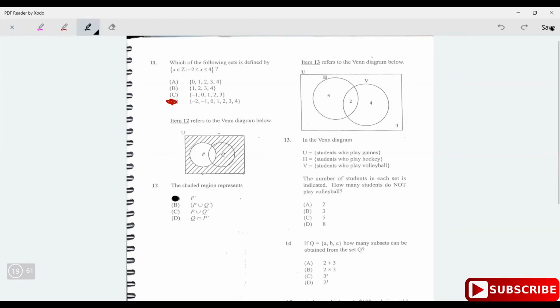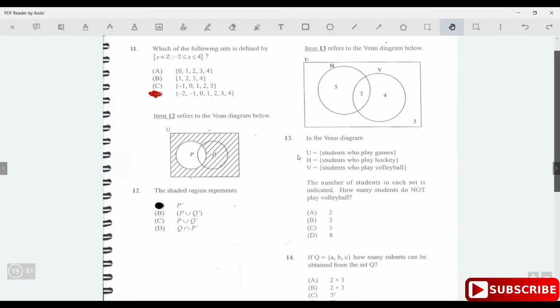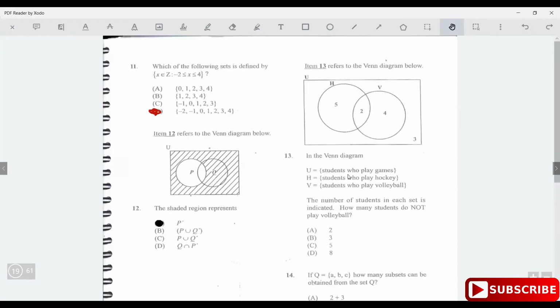Easy. Soft. Next question. Question 13. It says, in the diagram, students who play hockey is 8, students who play volleyball is B, and we know U is the universal set. Find the number of students in each set as indicated.